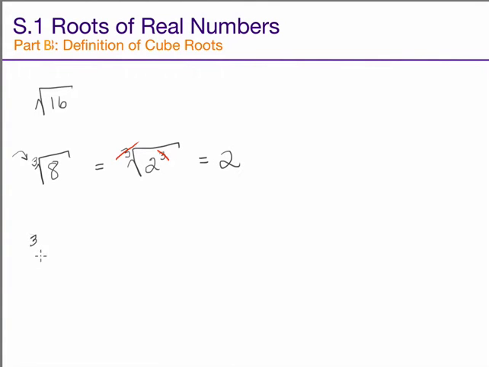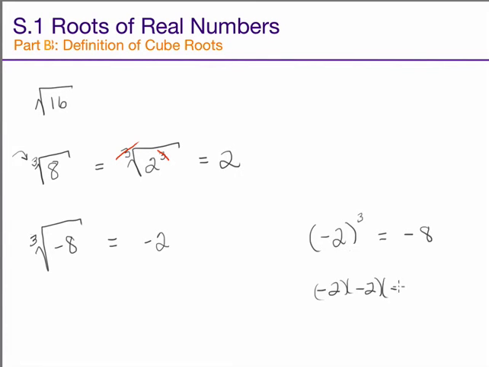Something that's very different about cube roots when compared to square roots is that I can take the cube root of a negative number. Remember that what I'm looking for is the number which, when I cube it or multiply it by itself 3 times, will give me negative 8. What number do I need to multiply by itself 3 times to get negative 8? The answer is negative 2, because negative 2 cubed, which is negative 2 times itself 3 times, is negative 8.